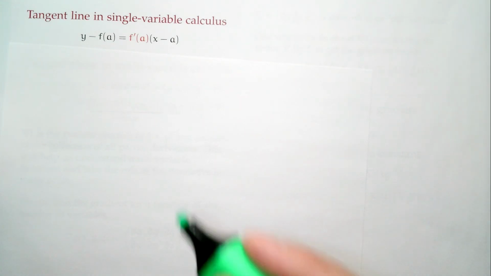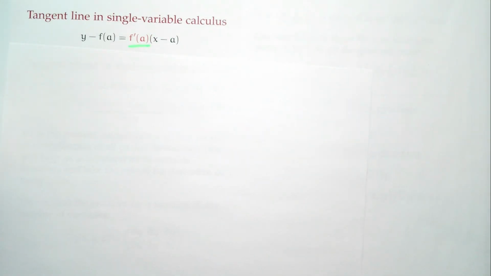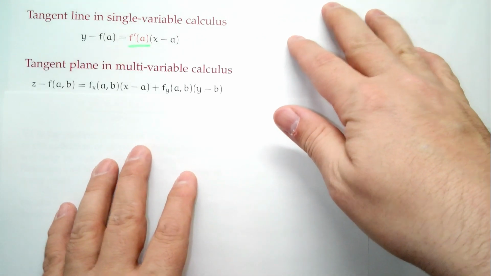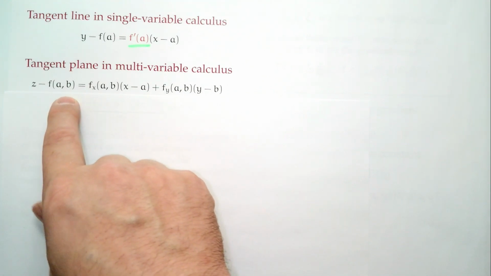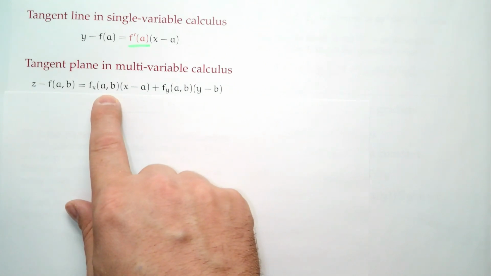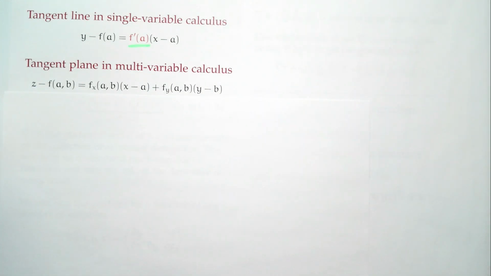And so what we want to say is, okay, what's playing the role of f prime of a? Because now we have all these partial derivatives. So is there one object, a single thing that can combine them all? We know how to find tangent planes. So that becomes z minus f of (a,b). That matches with the y minus f of a. But now we have these two terms, f sub x at (a,b) times x minus a plus f sub y at (a,b) times y minus b.